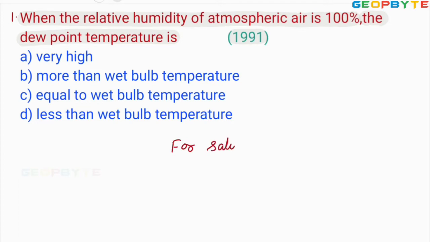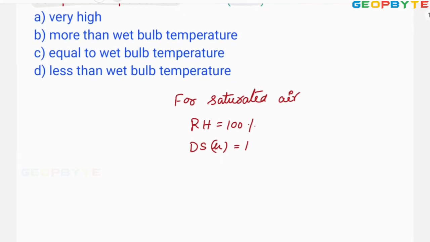For saturated air, relative humidity is equal to 100%. The degree of saturation mu is equal to 1, and dry bulb temperature is equal to wet bulb temperature is equal to dew point temperature. So these are the conditions for saturated air.